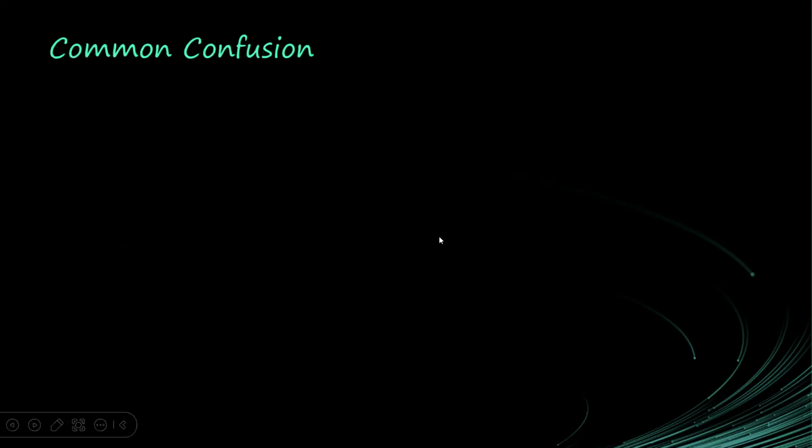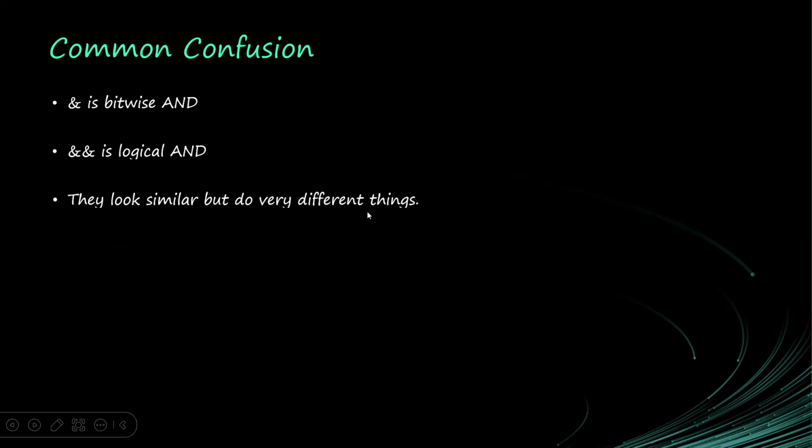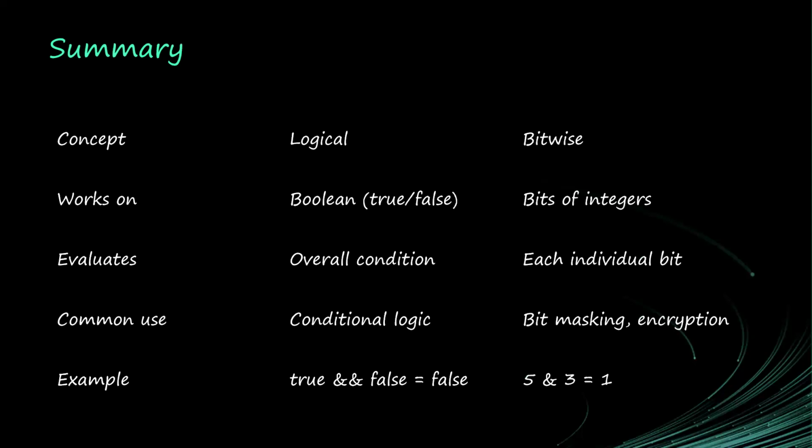The common confusion is with this symbol: a single one is the bitwise AND, while the double one is the logical AND. They will give you different results. They look similar, but they are very different. This is the bitwise AND operator. This is the logical AND operator. When we take a look at the summary here, logical operators work on Boolean values, while bitwise operators work on bits of the integers. They evaluate the overall condition, but this one is on each bit.